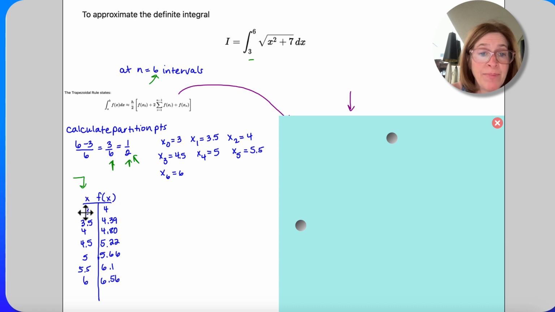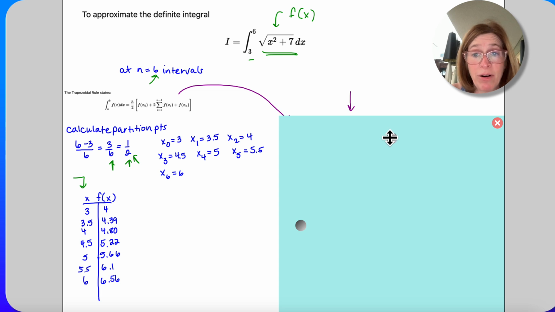I always make a table for myself so it's nice and neat, and I evaluate the function. So remember, this is f of x. I evaluate the function at those points. Now, if I did my calculations carefully enough, I got 4, 4.39, 4.8, 5.22, 5.66, 6.1, and 6.56.